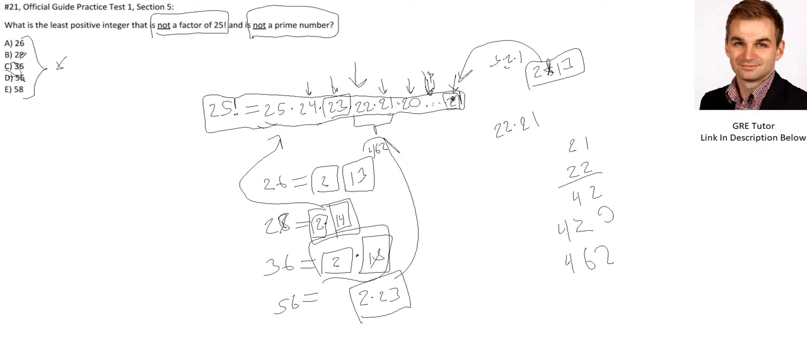Now we've eliminated all of these, so we can already tell by process of elimination that 58 is going to be our answer. But if we want to do the same process here: what is 58 equal to? It's equal to 2 times 29. Now, is 29 within any of these things? No, it's not. So 29 is not, and so there you go, that's basically your answer.